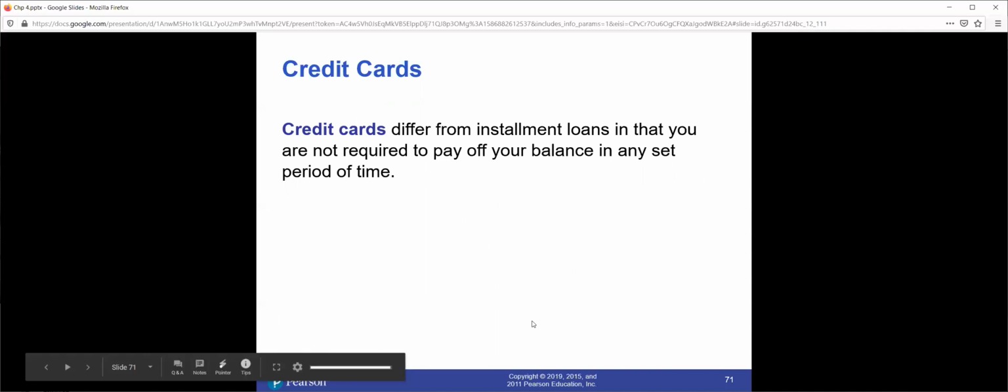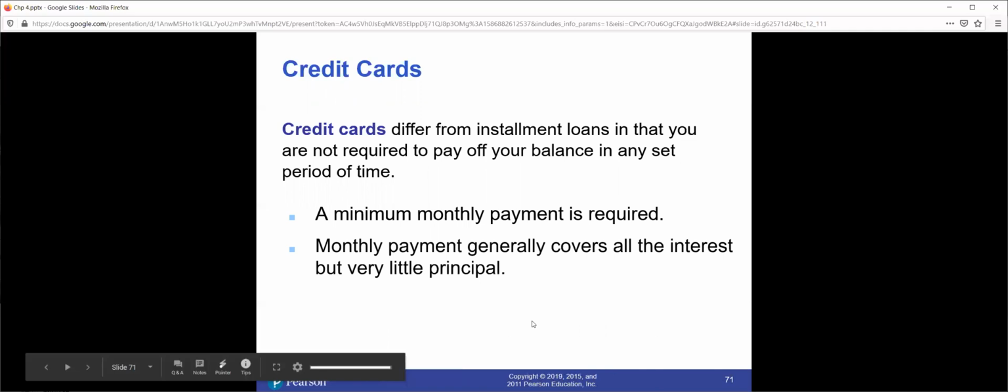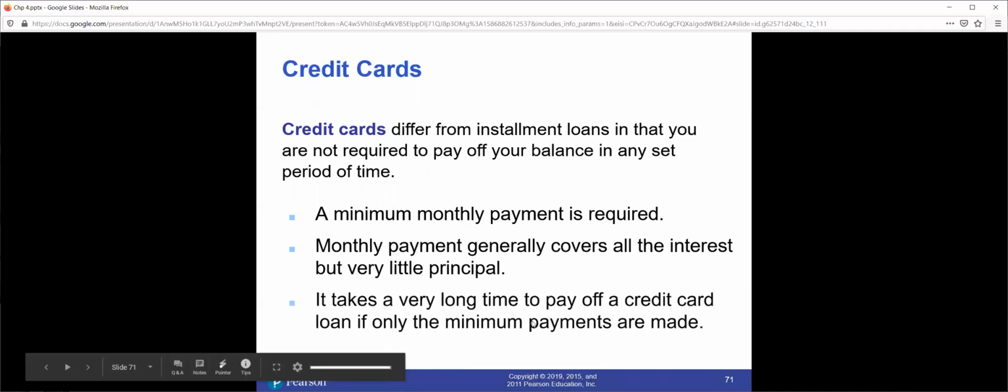Let's talk credit cards. Credit cards differ from installment loans in that you're not required to pay off your balance in any set period of time. That's the catch. Right? Instead, you're required to pay a minimum monthly payment. This monthly payment generally covers all the interest and very little principal. Interesting how that works. It usually takes a very long time to pay off a credit card if you only make the minimal payments.